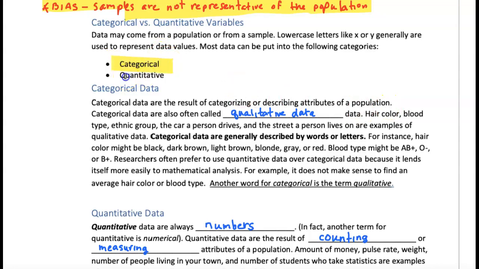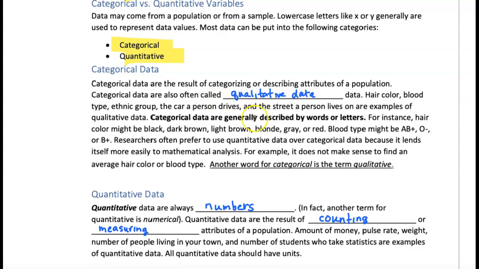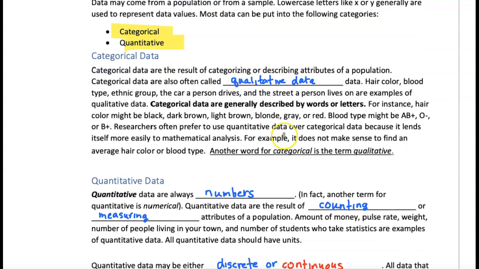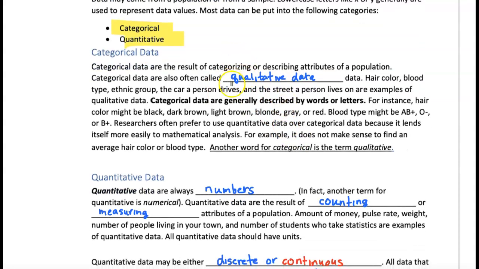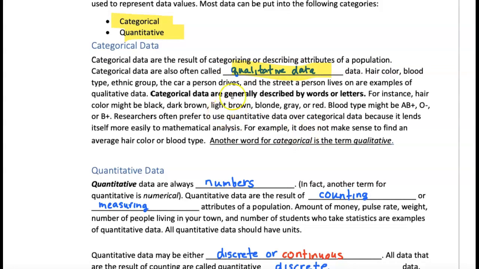So that's what we're going to analyze in statistics. We end up using those two types, and we have to be aware of those. Another word for categorical variable sometimes is qualitative, like quality, qualitative data. But categorical data are generally described by words or letters, right?